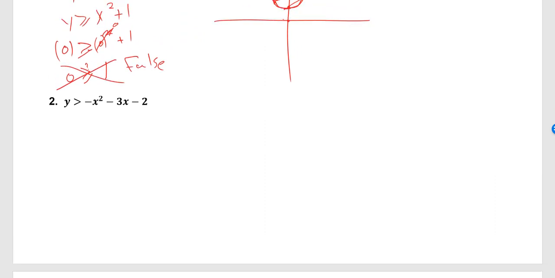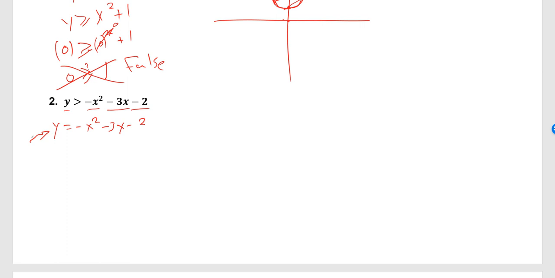Let's look at the next example. So we have y is greater than negative x squared minus 3x minus 2. So again, just follow the steps that we discussed. So we have y equals negative x squared minus 3x minus 2. We want to graph this.